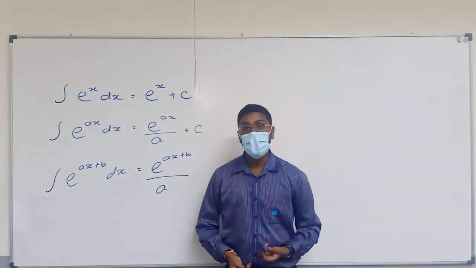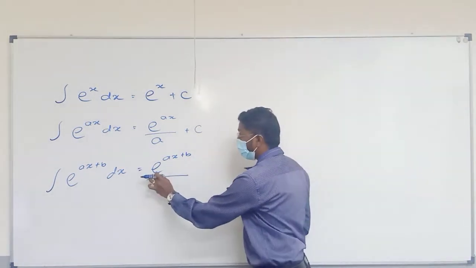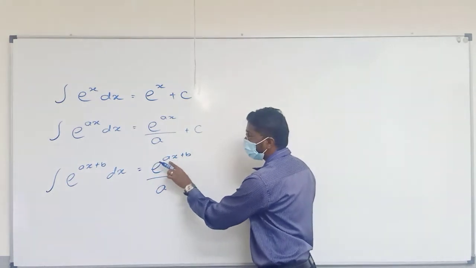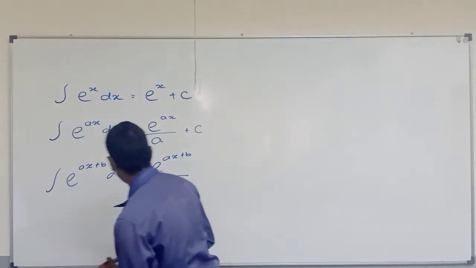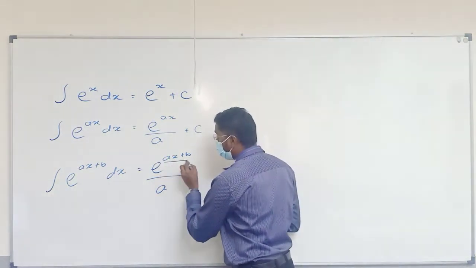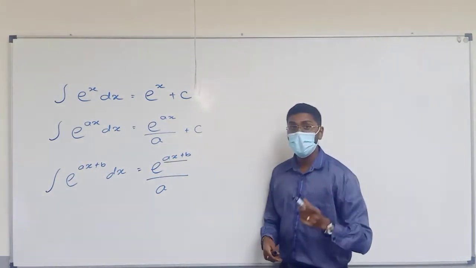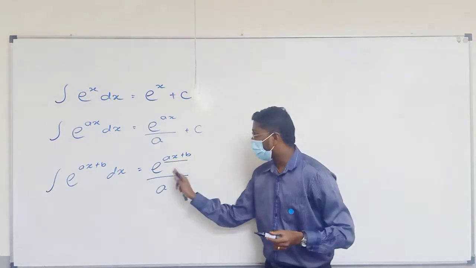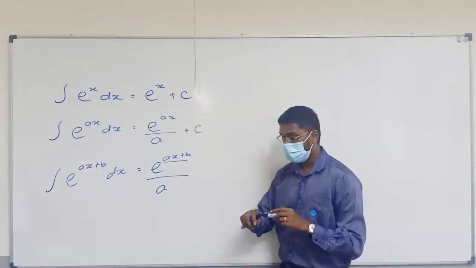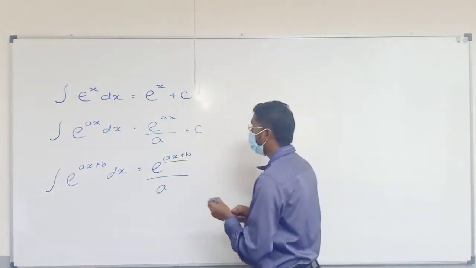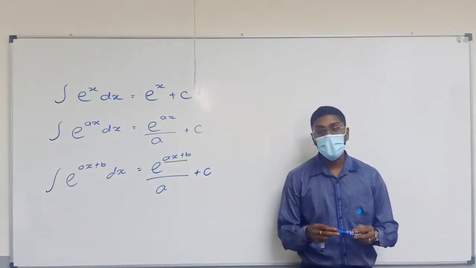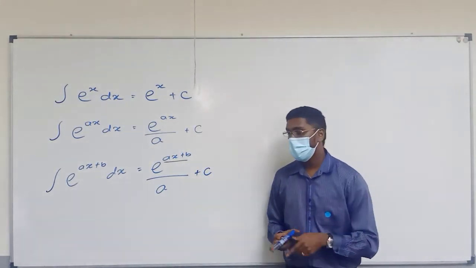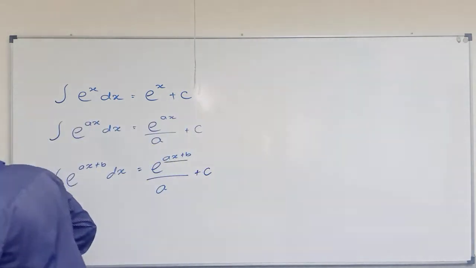Or in other words, once you get this, you differentiate this linear expression. If you differentiate ax plus b, you get a only. So divide by the derivative of this, and then plus c. So this is the general form of an integral of an exponential function. Let's look into the example.